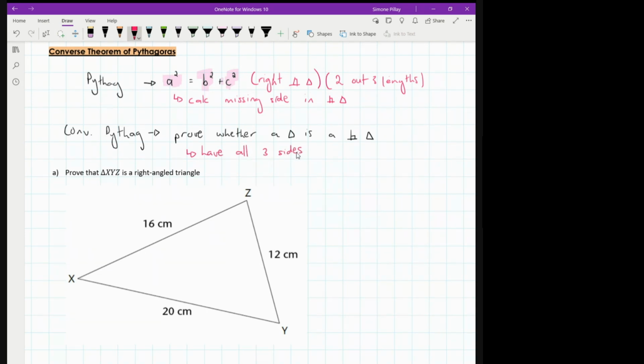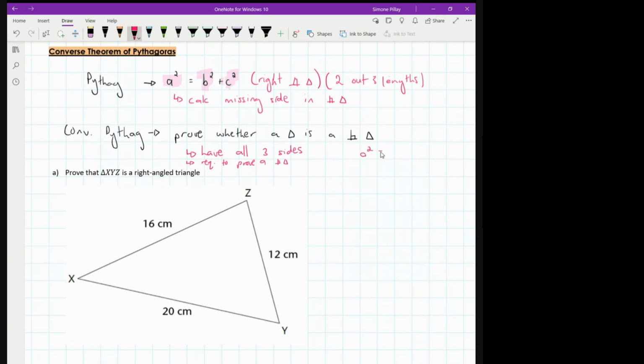And how else do you know that you have to use the converse theorem of Pythagoras? Your question will ask you to prove that a triangle is a right angle triangle. Are we all with me on this? And by the way, how are we going to do this?